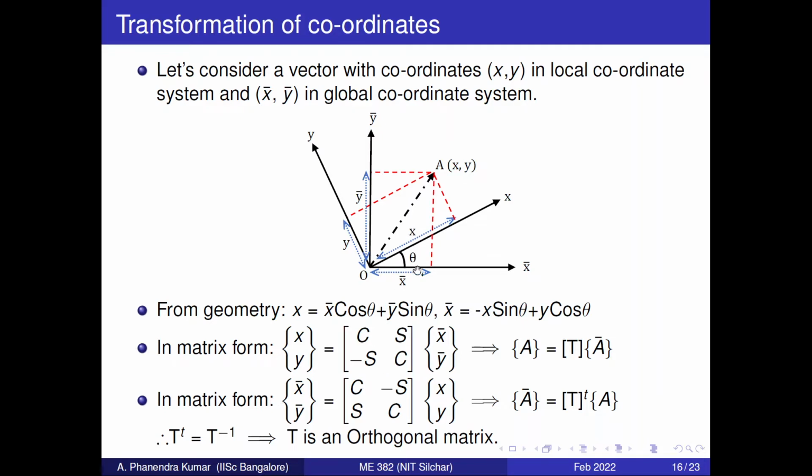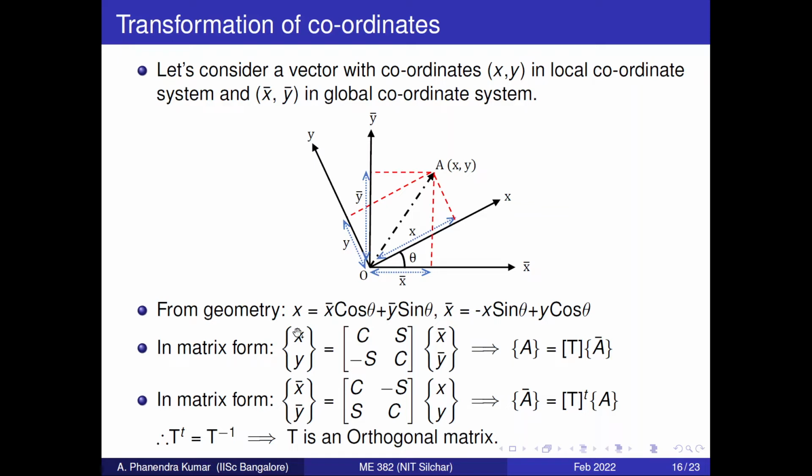So this is how we will be finding x bar and y bar in terms of the other coordinates. If we write it in matrix form after resolving on each of the coordinate systems, we will get x equals [c, -s; s, c], where c is the cos and s is the sine term, times [x bar, y bar]. So this is the conversion from local to global coordinate system. This is the conversion matrix for global to local coordinate system, the local coordinates matrix.